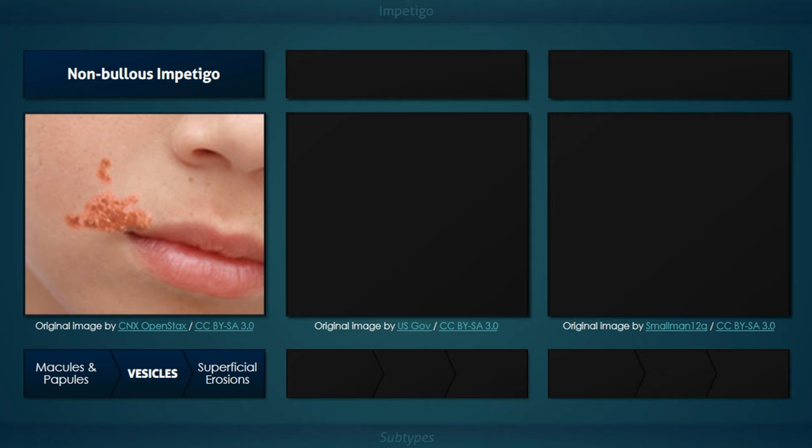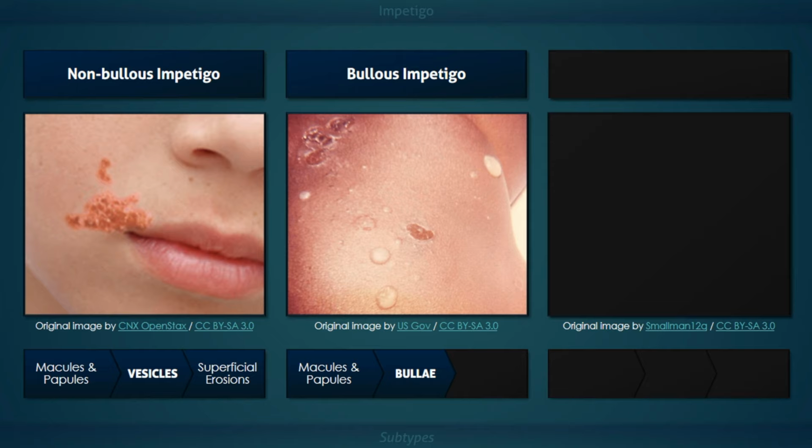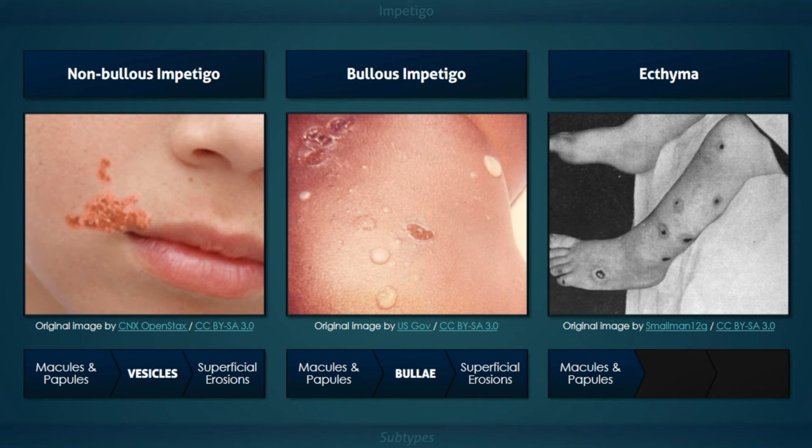The second type is bullous impetigo, in which the initial lesions grow into much larger bullae. Rupture of these flaccid bullae also results in superficial erosions with the characteristic honey-colored crust. In the last subtype, ecthyma, the lesions also progress from macules and papules to vesicles and bullae, but they extend deep into the dermis, resulting in ulcers with raised violaceous borders. These lesions may result in scarring.